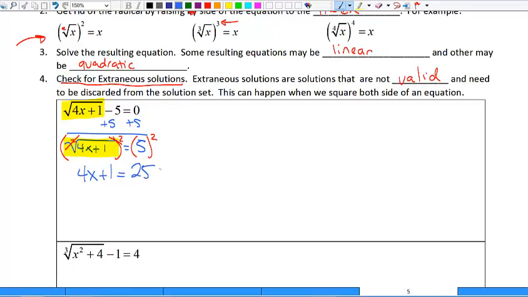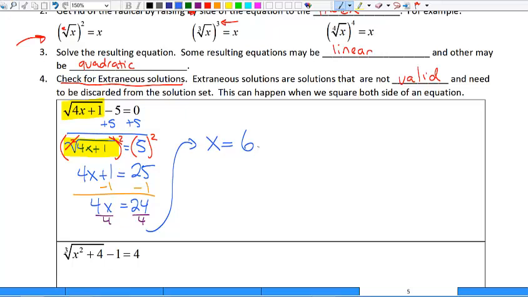And then step 3 says solve the resulting equation. Notice that this does not have any squareds on it. Because there's no x squared, it's not quadratic. This is just linear, something fairly simple to solve. I'm going to subtract 1 to get all of the x's on the left and the numbers on the right. Then I'm going to divide both sides by 4. And my solution is x is equal to 6. Great, this is my potential answer.